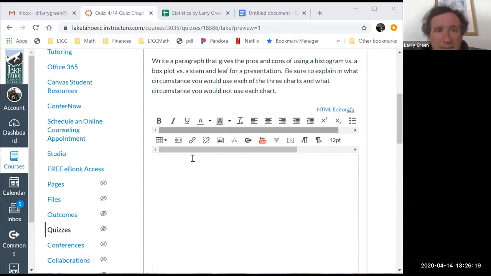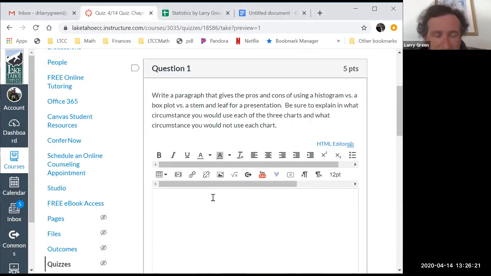Okay, so here's the quiz. The first question is, write a paragraph that gives the pros and cons of using a histogram versus a box plot versus a stem and leaf plot for a presentation. Be sure to explain in what circumstances you would use each of these three charts and what circumstance you would not use each chart. Okay. There's some questions.